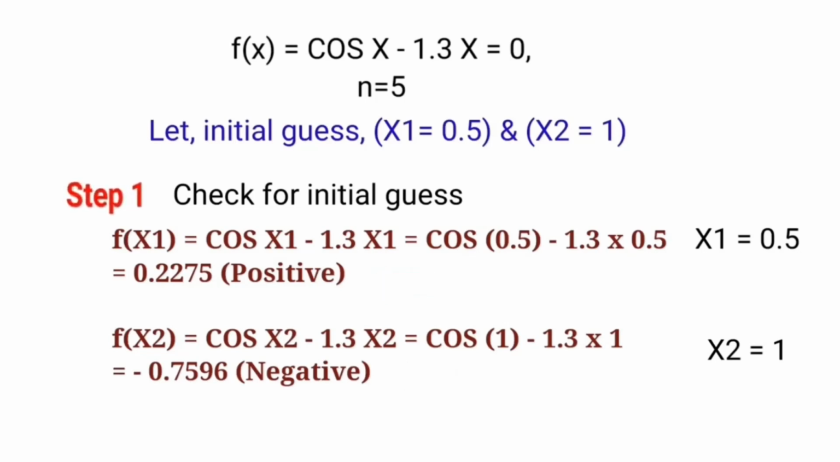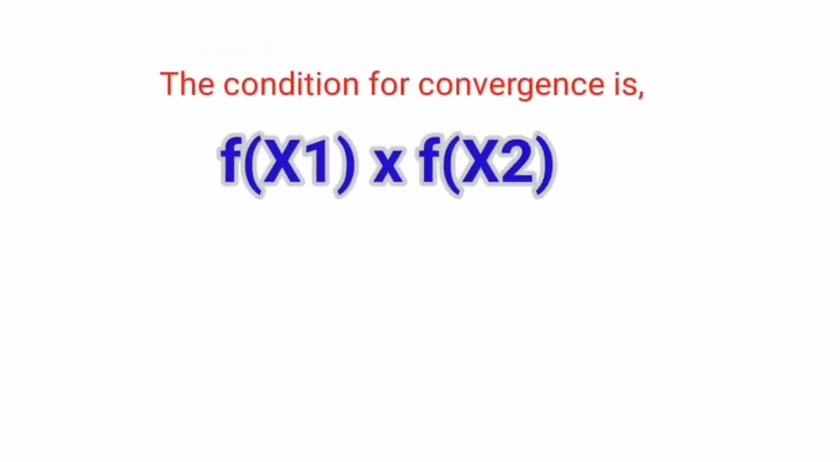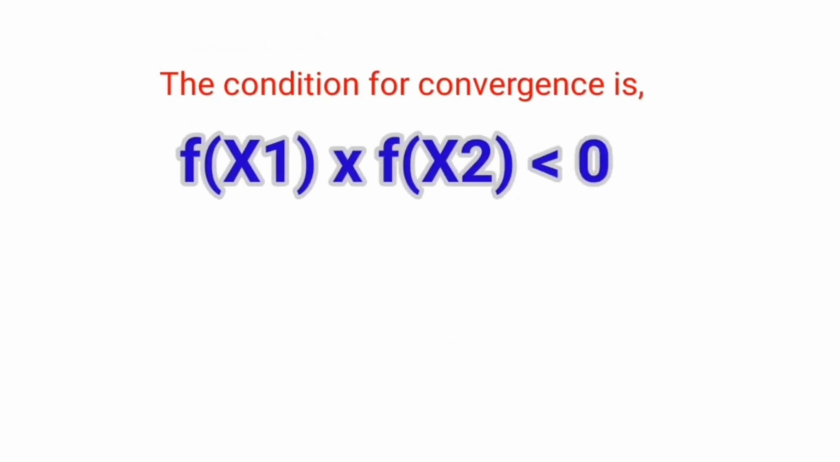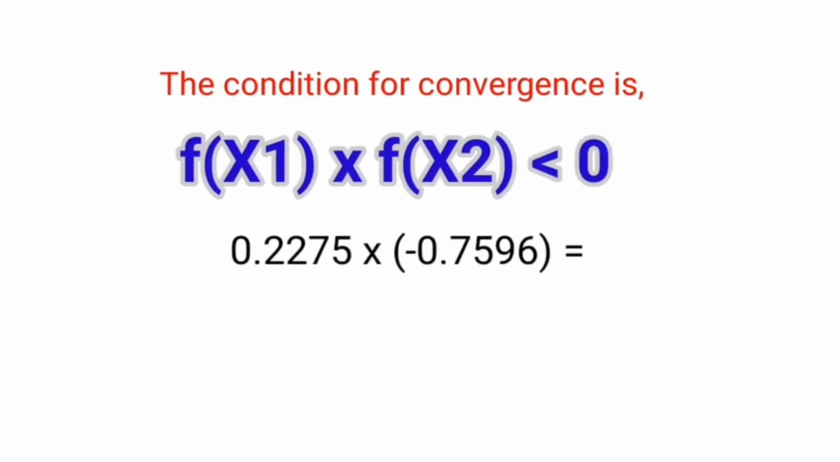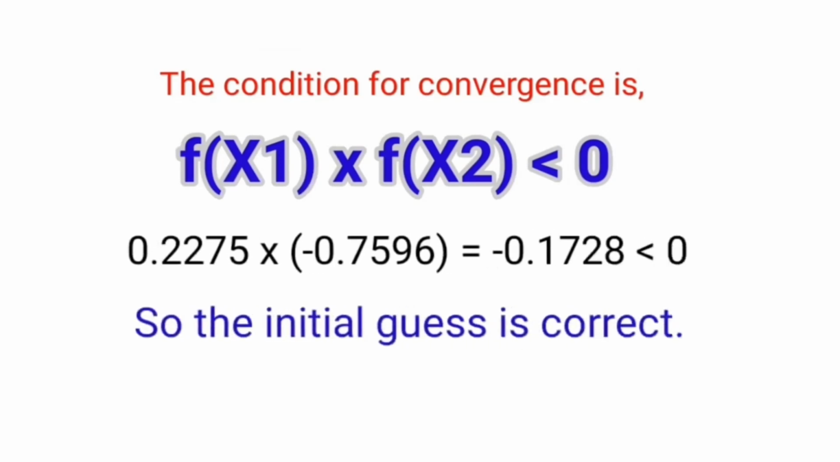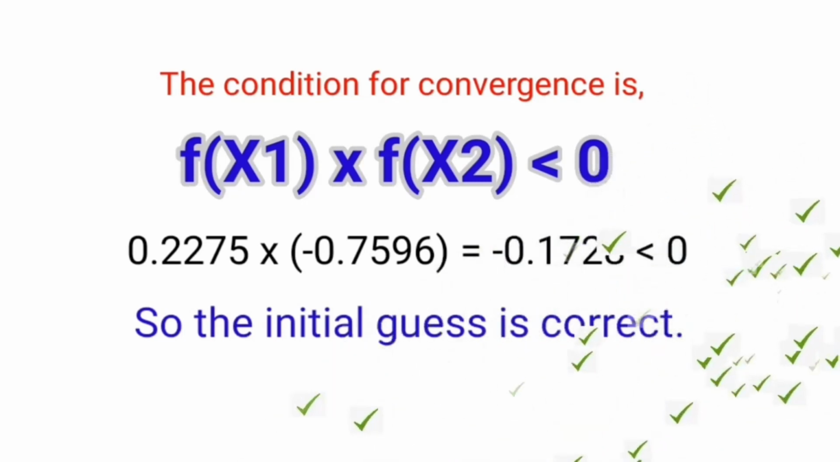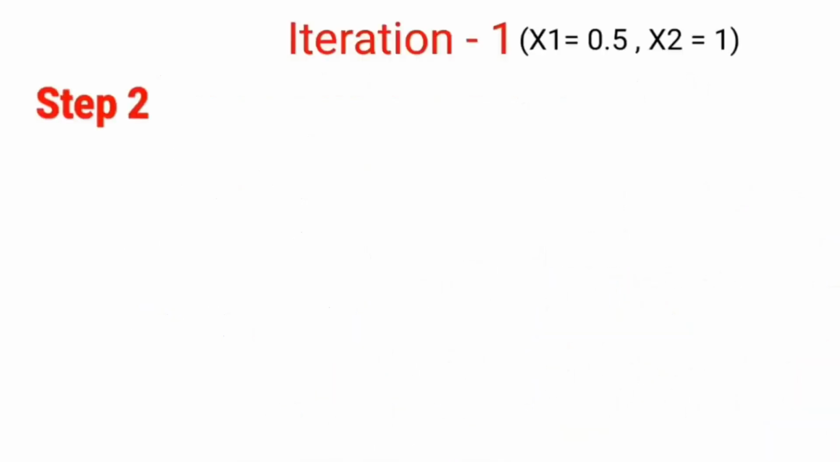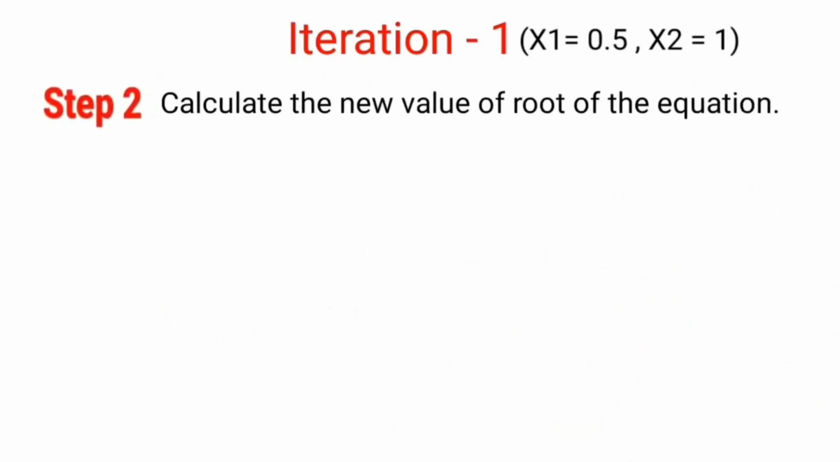Now you have to check the condition for convergence, that f of x1 into f of x2 should be less than 0. So put in the values of f of x1 and f of x2, and the product should be less than 0. As it is less than 0, the initial guesses that we have considered are correct. The next step is to go for the first iteration.